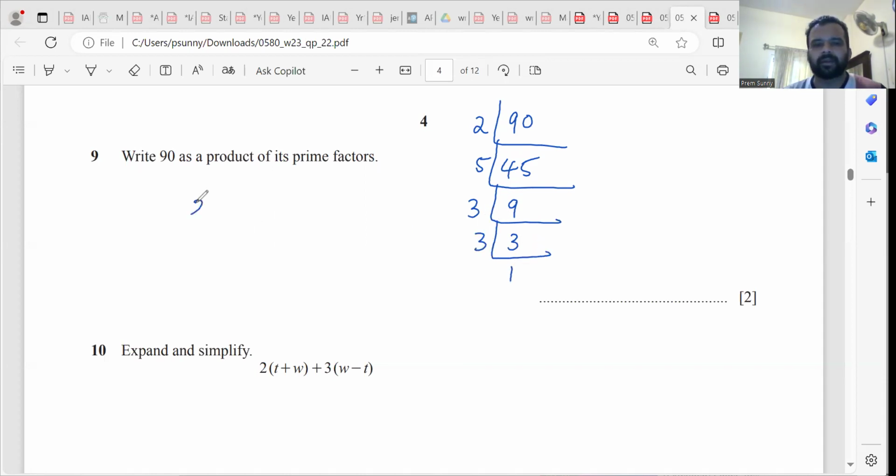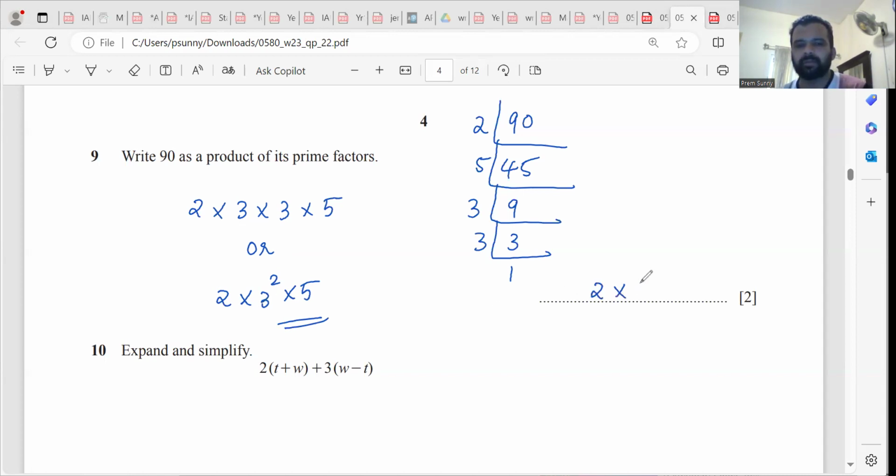So 90 can be written as 2 into 3 into 3 into 5. Or in index form, we can write it as 2 into 3 square into 5. 3 into 3 is 3 square. So we are done with the question number 9, 2 into 3 square into 5.